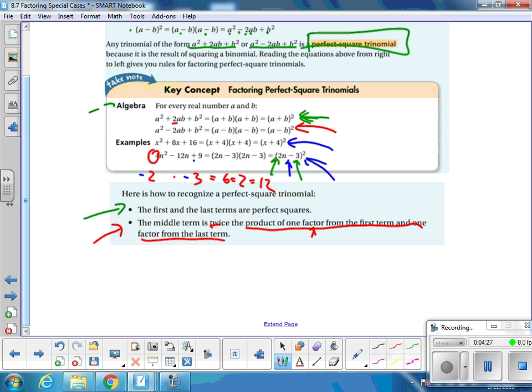We can also try it on the top one here. This is a 1, so the term out here is 1. This is 16, so the second term is 4. So 1 times 4 is 4, and we double it, and there's where we get our 8. So let's practice that out a little bit.